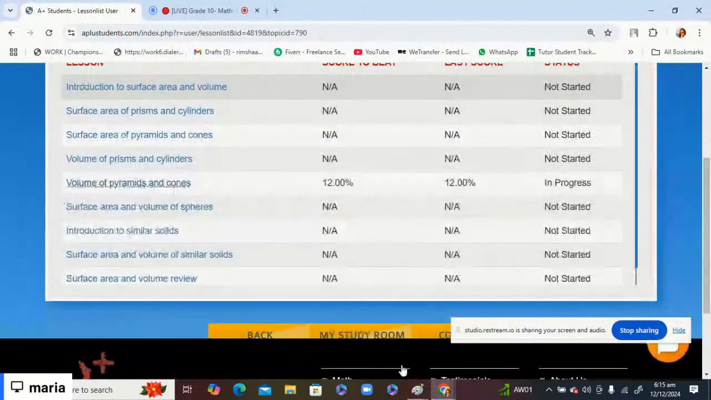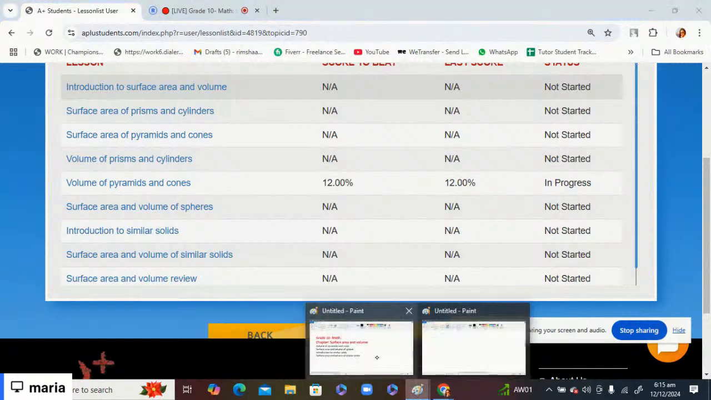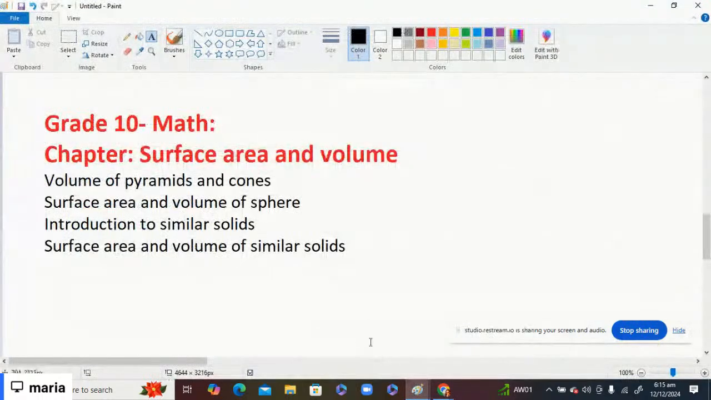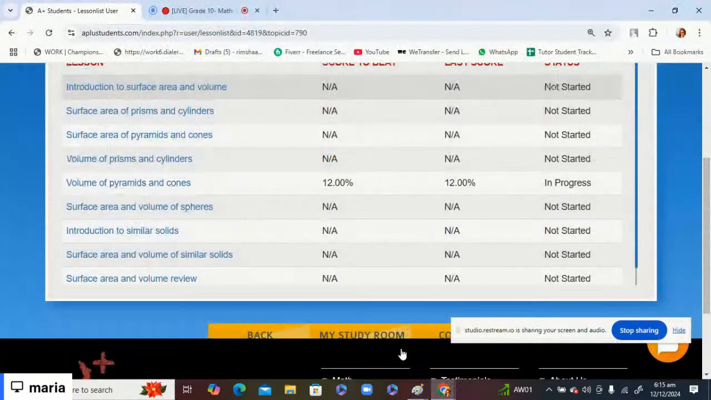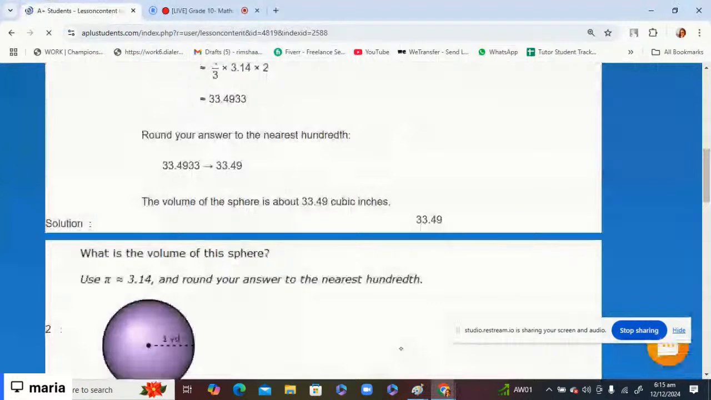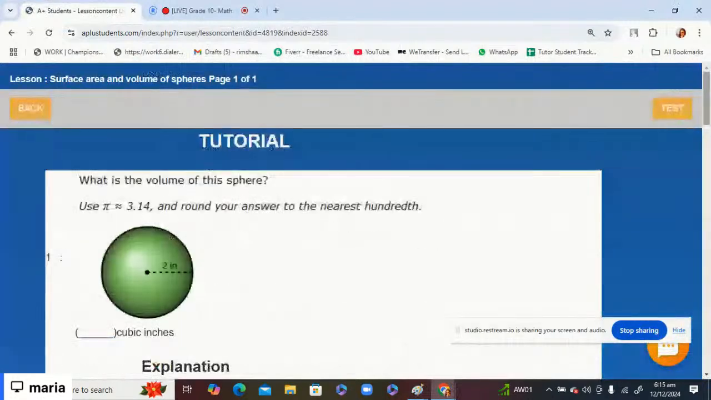So the next is surface area and volume of pyramids and cone is done. Surface area and volume of sphere. Surface area and volume of the sphere. Okay, this is the surface area and volume of the sphere.